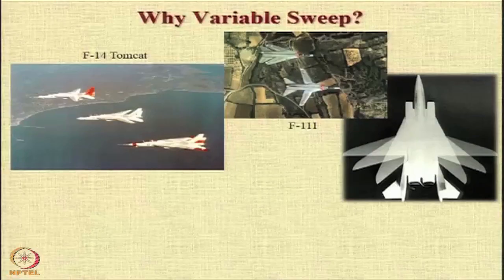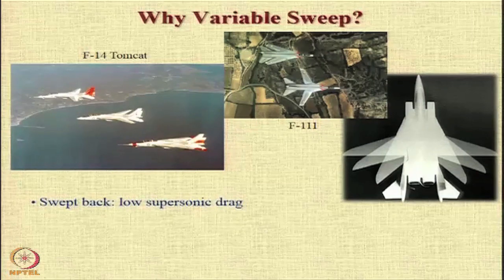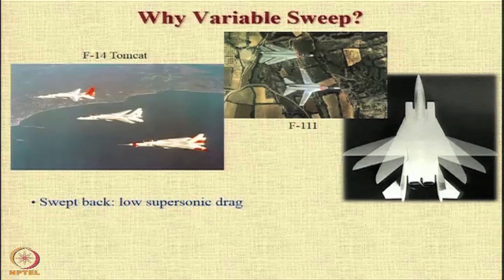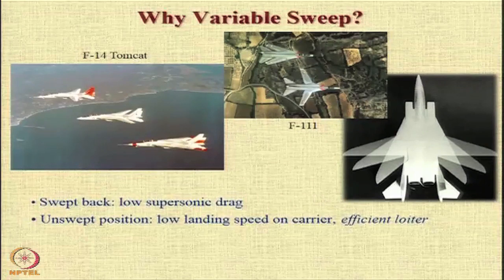Okay, another concept that people wonder about is the variable sweep. Now, variable sweep has been provided in some aircraft, and the basic idea of variable sweep is to morph the shape of the wing to a configuration that is the most suited for the operating condition. So, when you have supersonic flight, you will have very low drag if you have an aircraft swept completely back. But when you want to fly at low speeds, for instance takeoff, landing, initial climb, or when you want to come in and land on an aircraft carrier, you would like to have low speed.